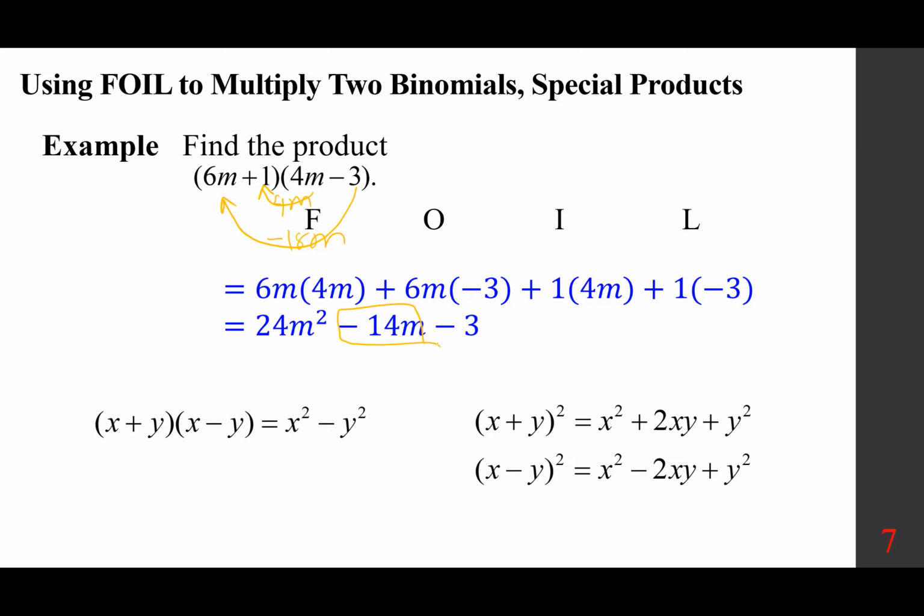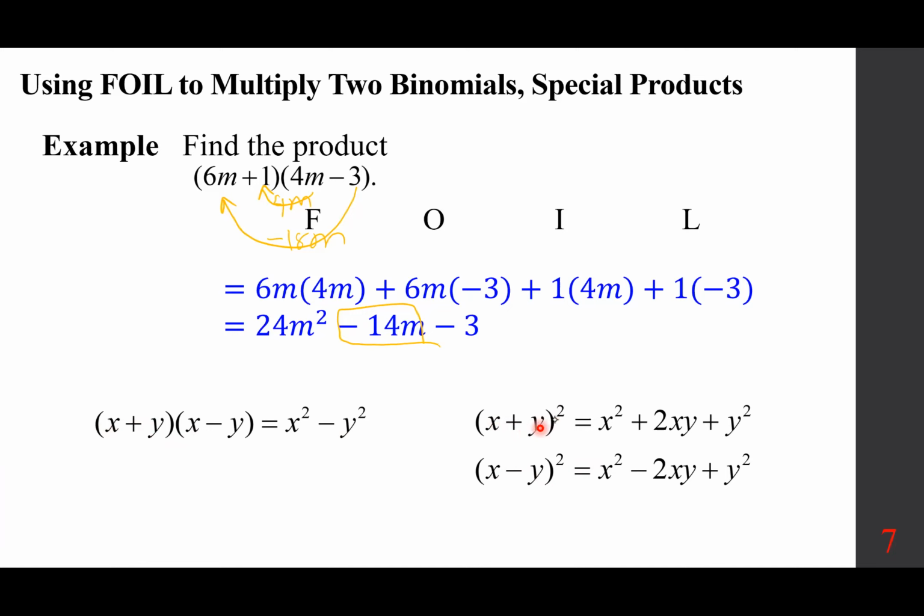All right, these are some important multiplications that we should be comfortable with. For example, x plus y squared. Sometimes you see it as a plus b squared, a minus b squared is the same thing.